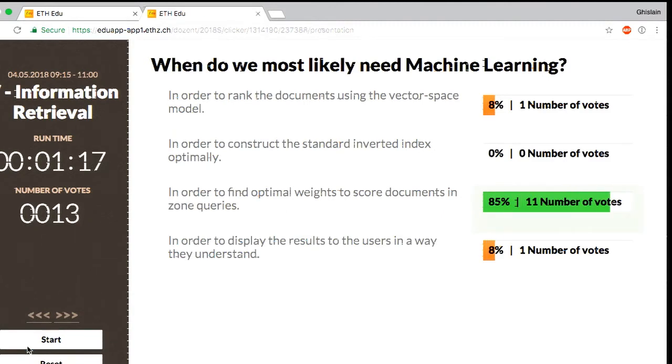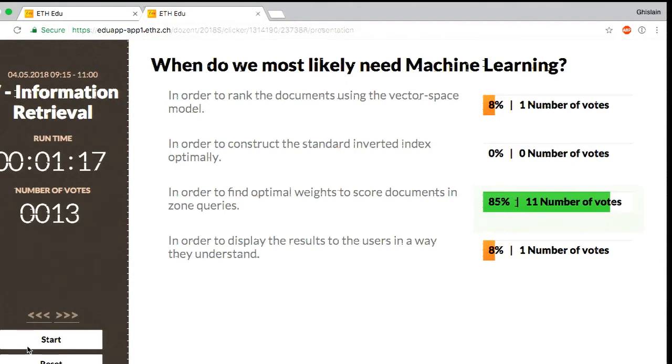Very good. It's in order to find the weights to score the documents in zone queries. And probably this must be very intuitive to you, because in essence, if you have to find the optimal weights, this is almost a one-to-one mapping with machine learning. You have some features that you want to map to some target, like in that case a regression, and you want to minimize the overall error. So this is an absolutely direct application of machine learning to find optimal weights, and these are just, in the end, the parameters of your model that you finally find.